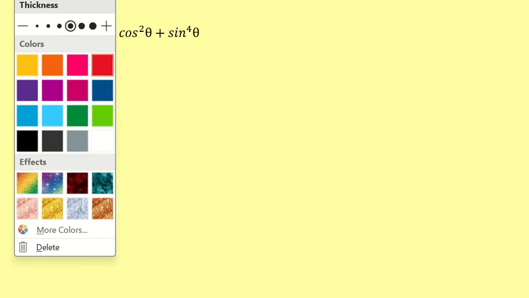It's all about one identity we call the Pythagorean identity, and that is, let's start with sine: sine squared theta plus cosine squared theta is equal to 1. I think that's one identity that we can really use to prove this given equation here.